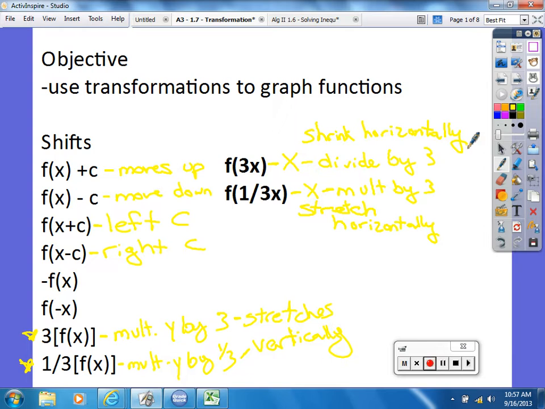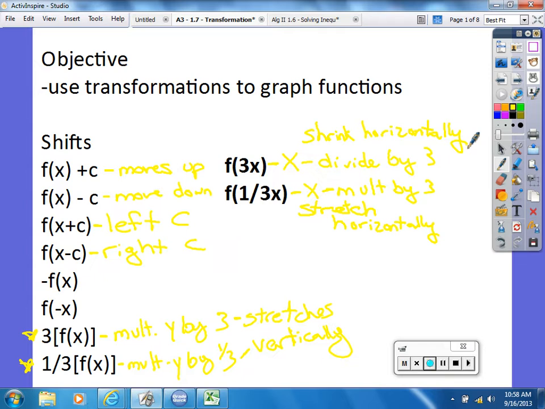Why is it divided by 3 and then multiplied by 3? I could also do multiplied by 1/3 here. I could use the reciprocal. Yeah, that would be fine too. So we can also take the reciprocal and multiply.